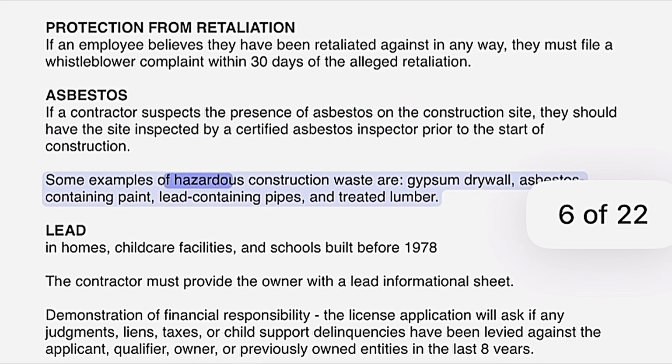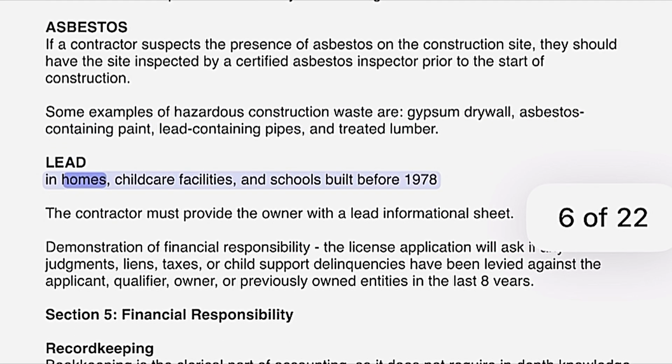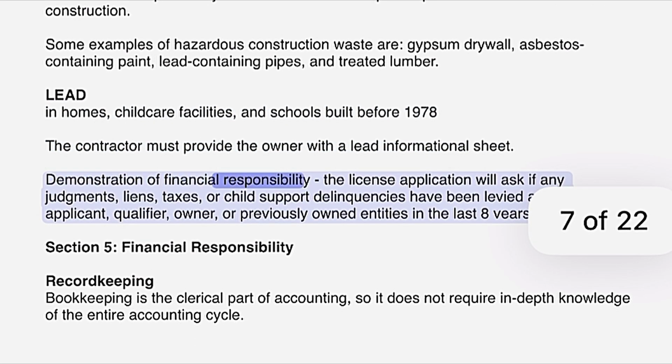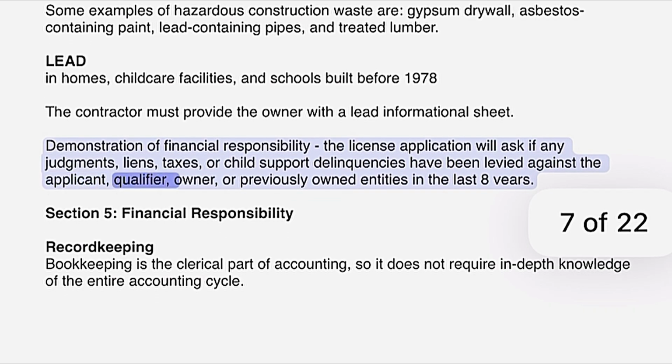Some examples of hazardous construction waste are gypsum drywall, asbestos-containing paint, lead-containing pipes, and treated lumber. Lead. In homes, childcare facilities, and schools built before 1978, the contractor must provide the owner with a lead informational sheet. Demonstration of financial responsibility. The license application will ask if any judgments, liens, taxes, or child support delinquencies have been levied against the applicant, qualifier, owner, or previously owned entities in the last 8 years.